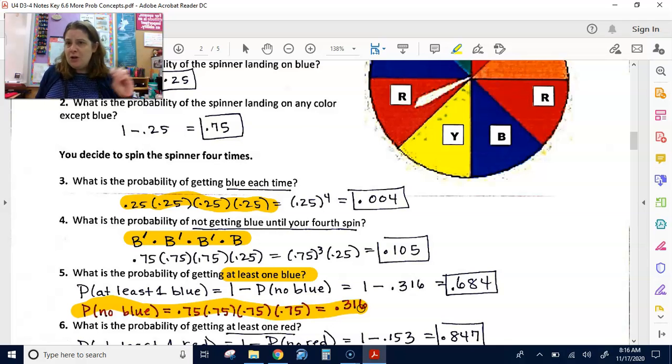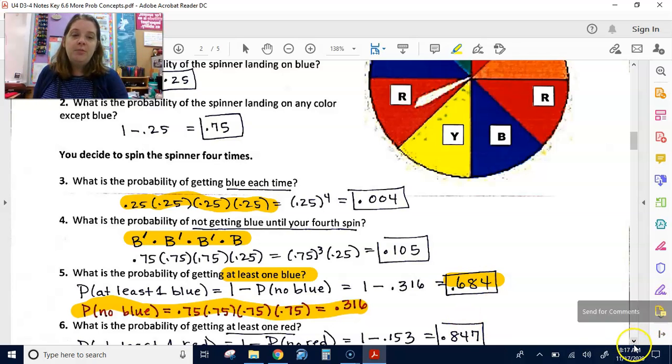So the only way you don't get at least 1 blue is to get no blue at all, and that's 31%-ish. So the probability of getting at least 1 blue would be 1 minus that. So we're looking at about 0.684. Again, when we're talking about at least 1, the only thing that's not going to give you at least 1 out of these 4 spins being blue is no blue at all. No blue at all is easy to calculate. So this is where the complement can really help us out.